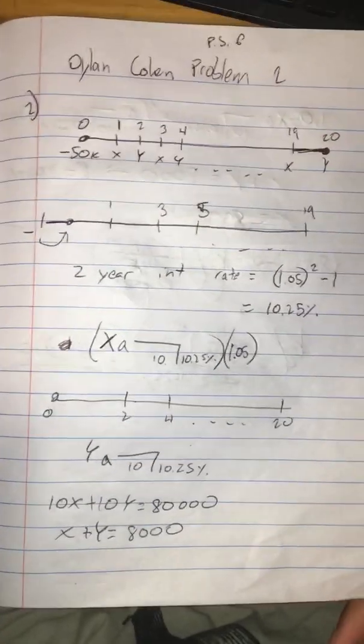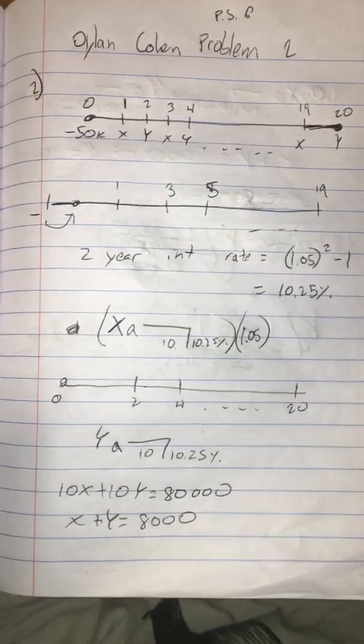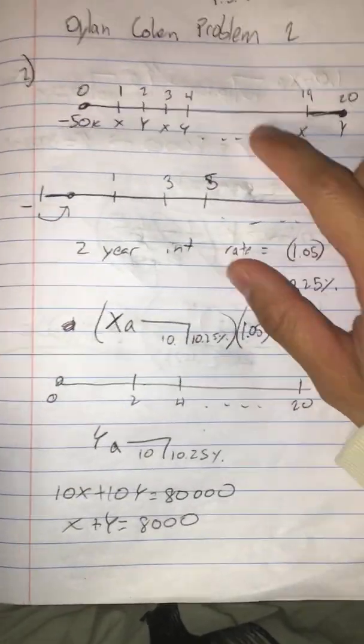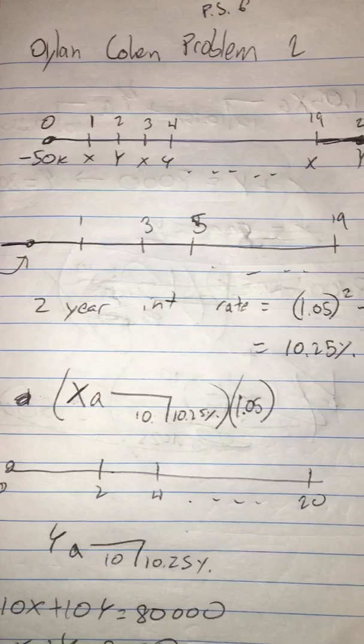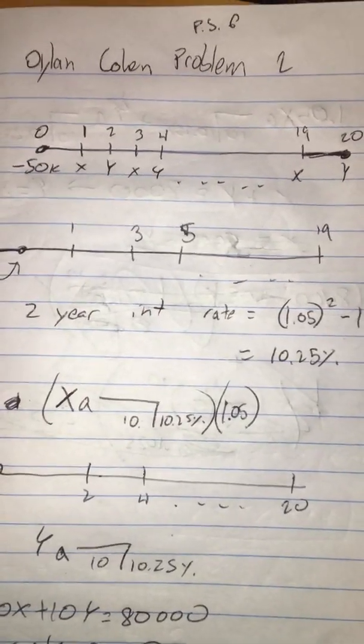Alright, so problem set 6, question 2. The question states that the person borrows $50,000 at time 0, and then he repays this loan over a period of 20 years with alternating payments in the odd and even years.